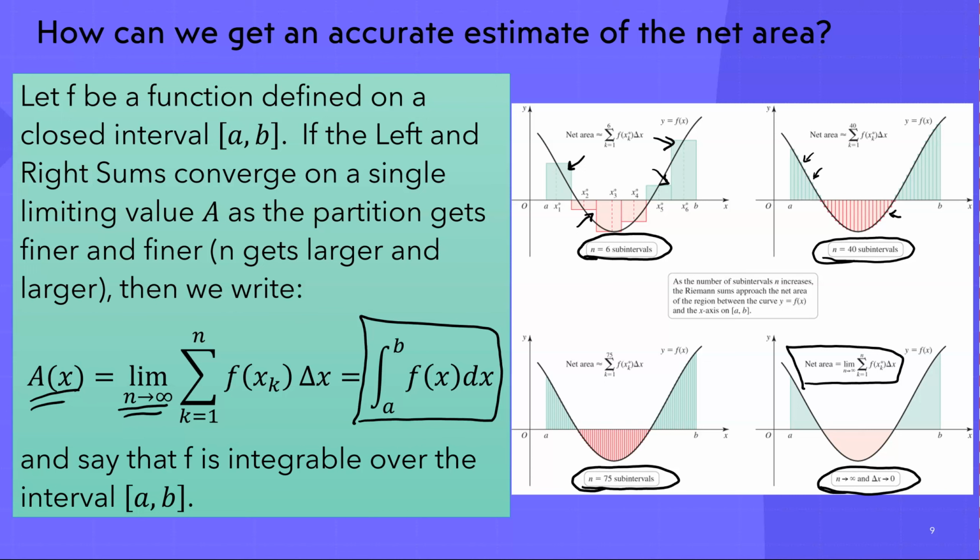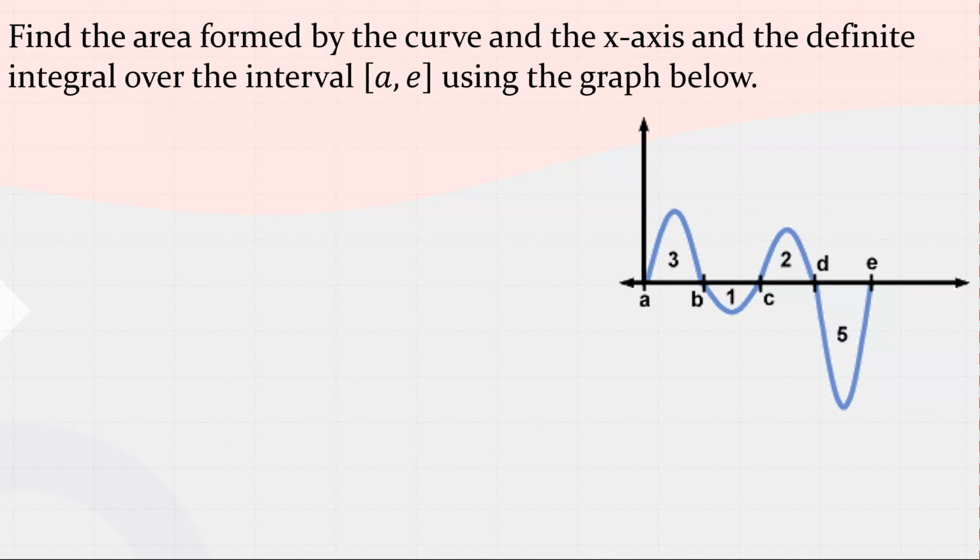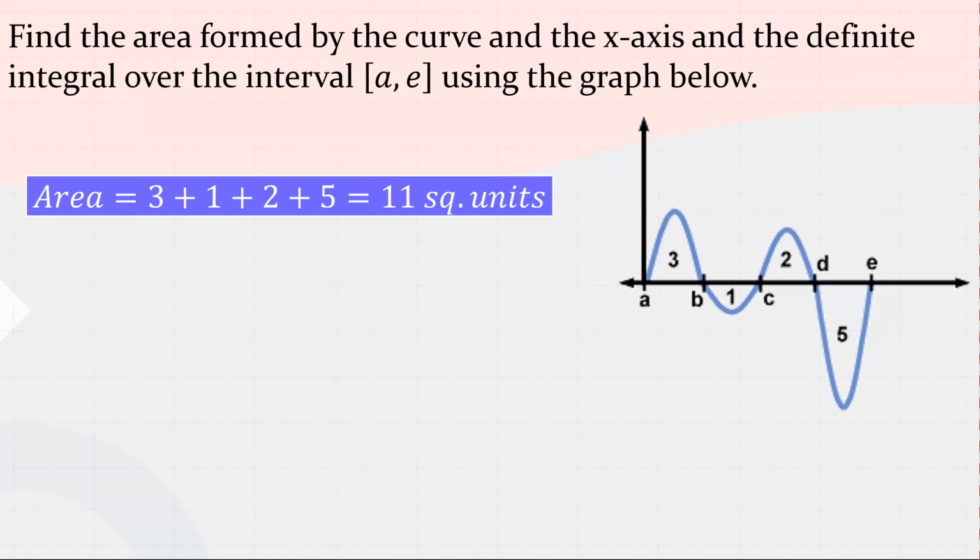Okay, in the next video we are going to figure out how to evaluate that integral, because if we can, then we can find the area of all of these funny looking shapes. So that's where we're heading. But now let's take a look and see if we really understand the wording here. The area formed by the curve and the x-axis, that area being 3, 1, 2, 5, would be 11 square units.